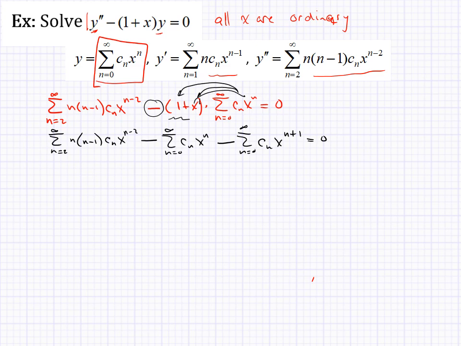Okay, now we're looking at these three series. We're going to try and put all these three series together. So we'll first match up the powers on the x. So this one will be k equals n minus 2, this one will be k equals n, and this one will be k equals n plus 1. That tells me now n equals k plus 2, this one k equals n, and this one n equals k minus 1.